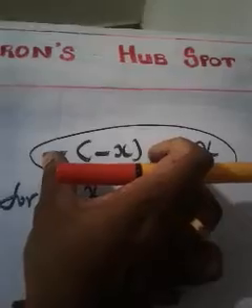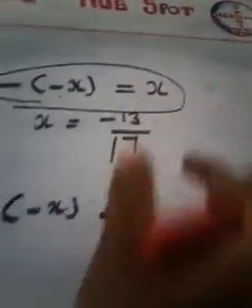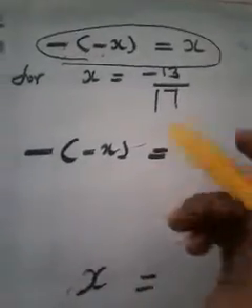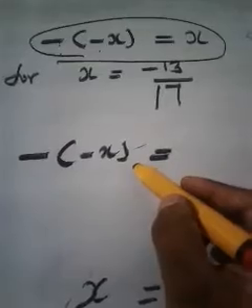Which is the left side of the equation? Minus of minus x. Just write that here. And which is the right side? x. Just write that here. Okay, see, and calculate minus of minus x. How can we calculate minus of minus x?